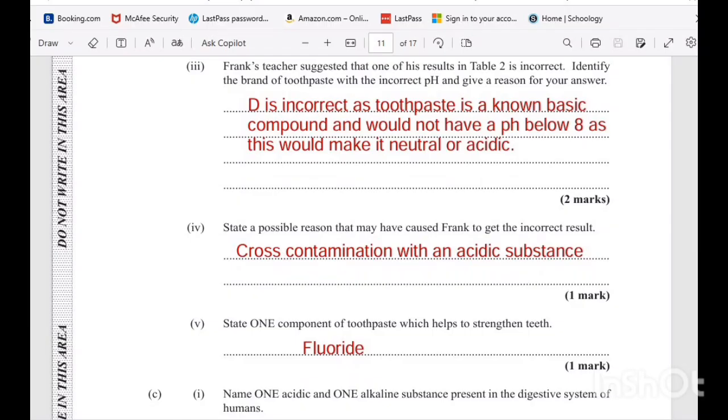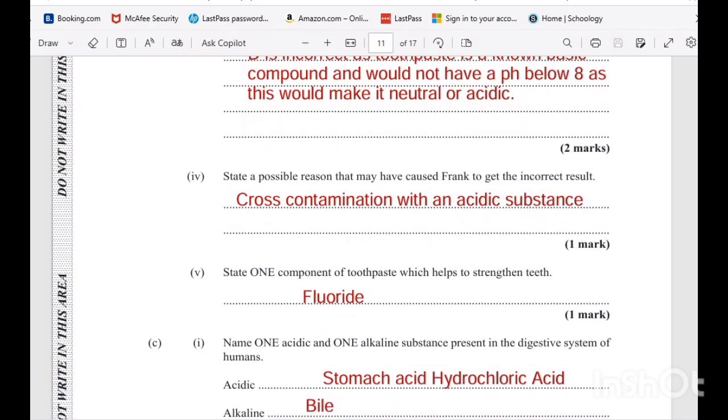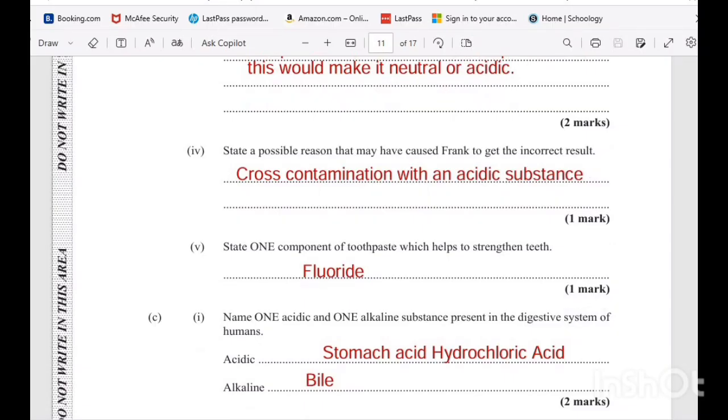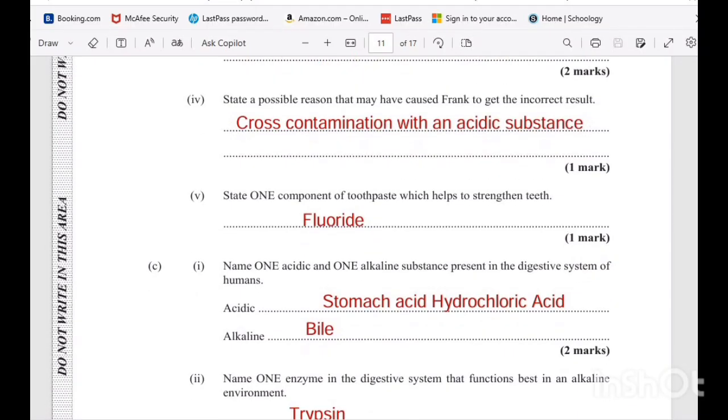Part C says name one acidic and one alkaline substance present in the digestive system of humans. So one acidic substance, one alkaline substance. And alkaline there just means the same thing as a basic substance or base. Acidic would be stomach acid or hydrochloric acid, and alkaline substance would be bile. Those are your acid and alkaline substance.